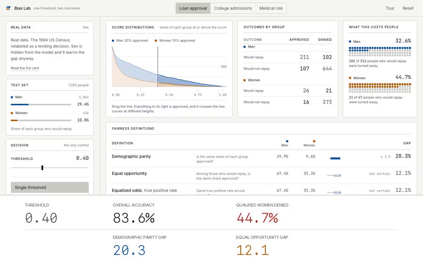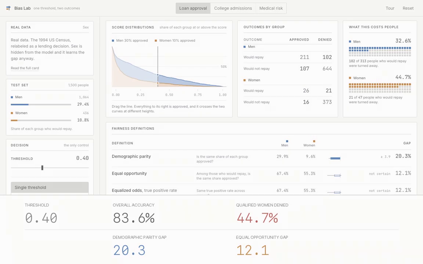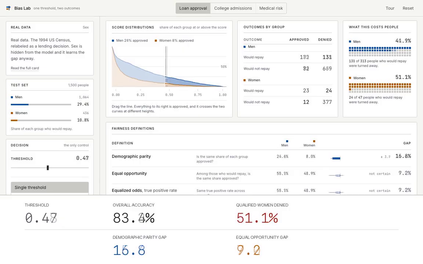One control, this line. Everyone to the right gets approved. Everyone to the left gets denied. Keep your eye on the accuracy. Two-tenths of a point, that's the whole change.